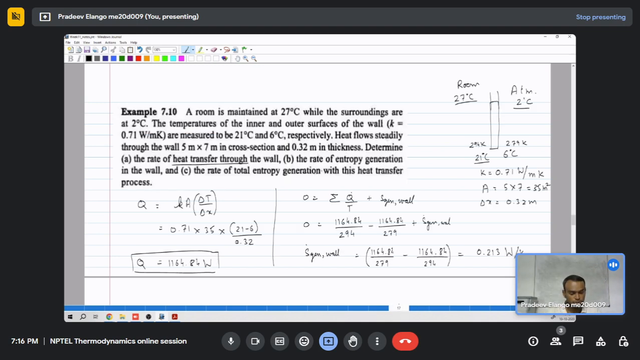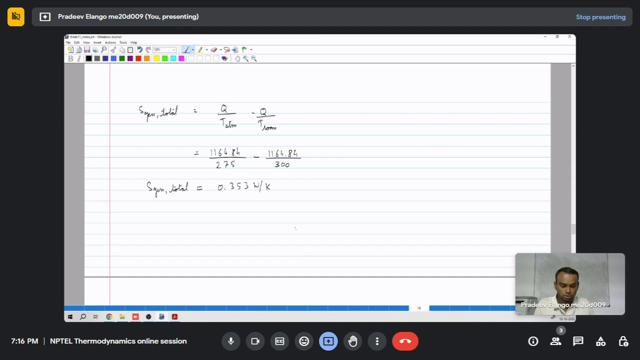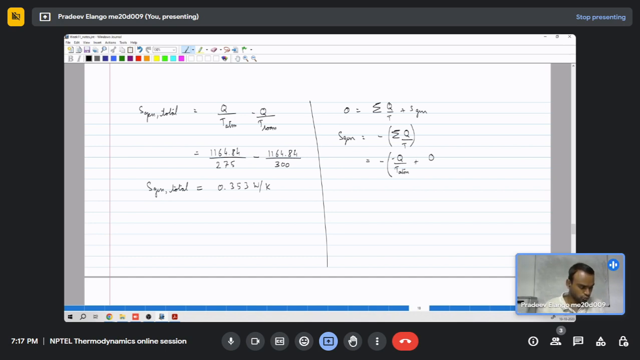So this is clear. We can move on to the next problem. Sir, the last one, what we did, sir? So here, similar to the last case, we had 0 is equal to summation of q by t plus entropy generation, right? So entropy generation is minus of delta q by t. So that is q by temperature of the atmosphere. What will be? Here, that is why we have positive here, and the atmosphere is gaining, so we are fine with it.